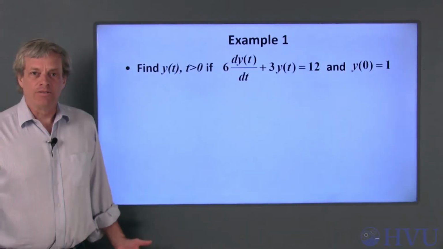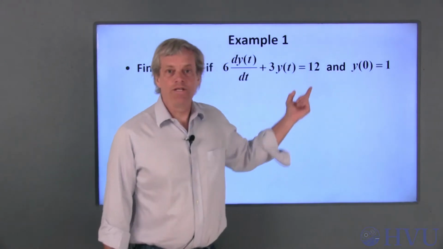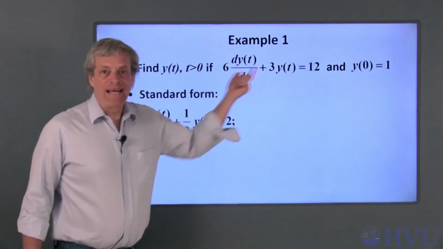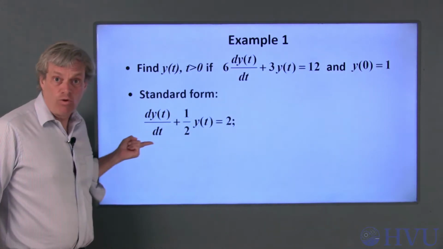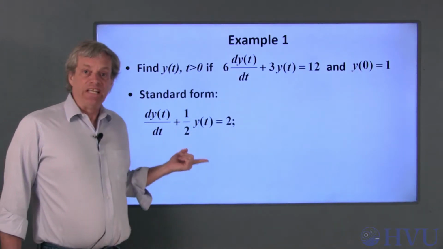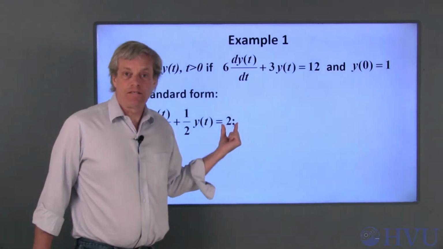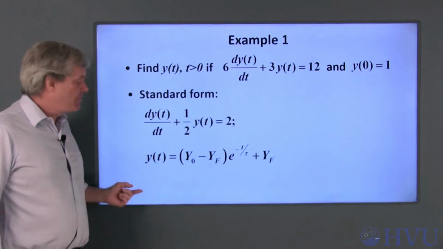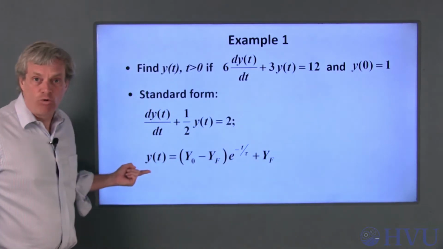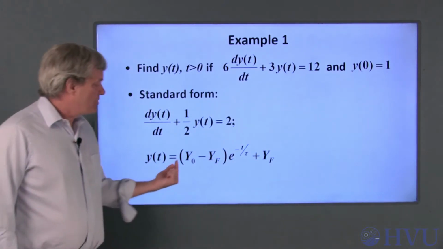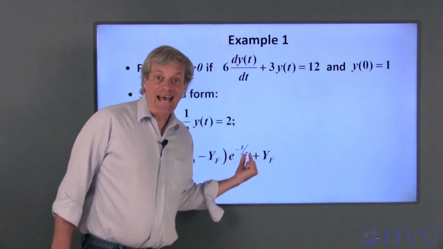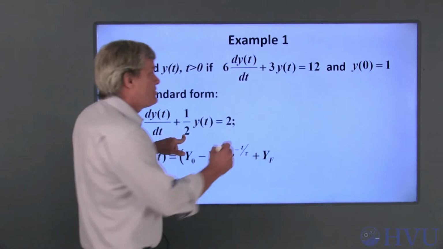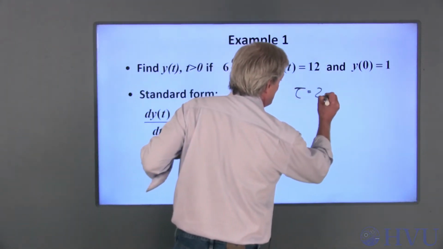The first example I'll do is to solve this differential equation with this initial condition. If I divide the equation by 6, it'll be in standard form. This is a first-order linear differential equation with a constant forcing function. Under those conditions, I know that the form of the solution is given by this formula. Now I just need to find values of y0, yf, and tau. In standard form, this term is 1 over tau, so tau is equal to 2 seconds.